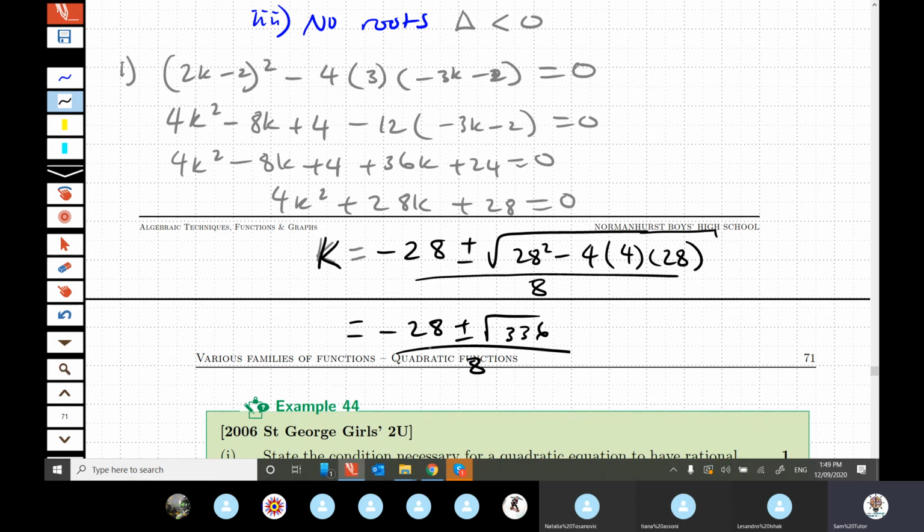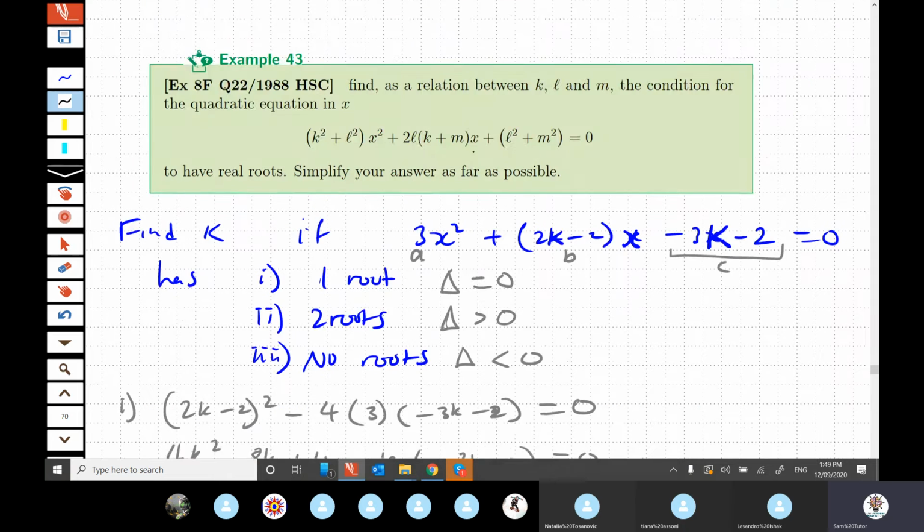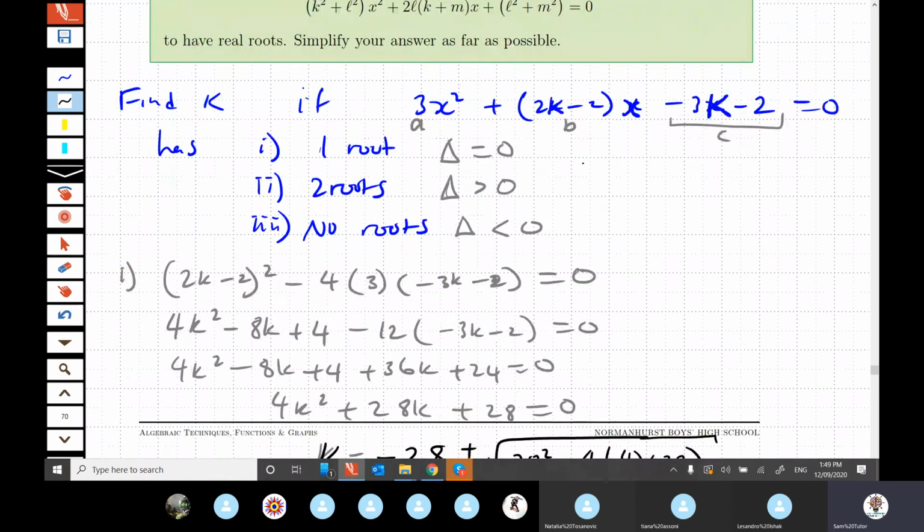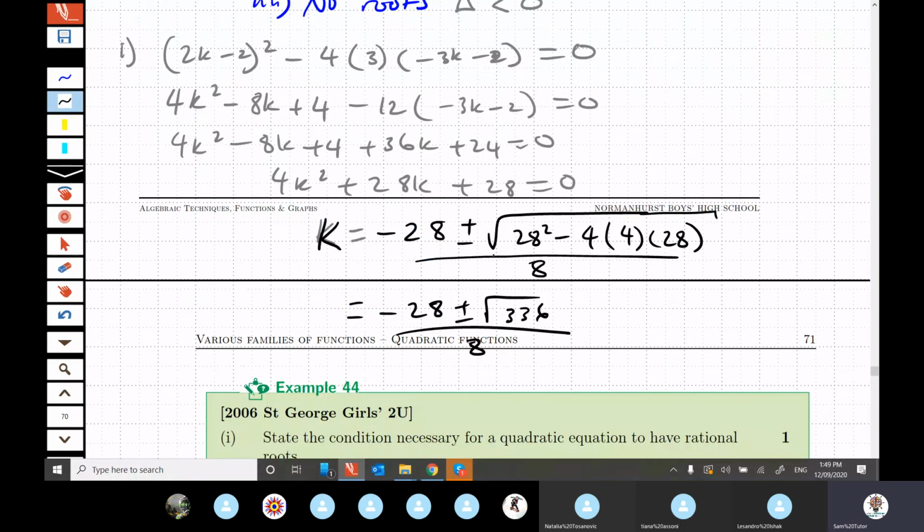So as long as k is either that plus case or the minus case, this question, this one that I just made up, will have how many roots? 1 root. Do you understand? As long as k is either of these two, plus or the minus, it will have 1 root. Do you guys get that now?